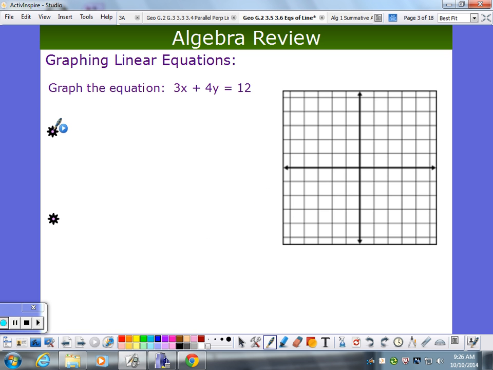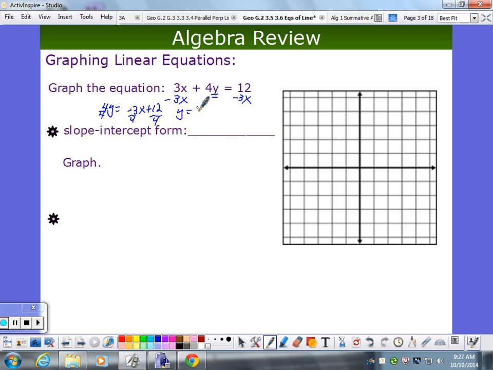So if I want to graph the equation 3x plus 4y equals 12 using slope-intercept form, I want to solve for y. So I'm going to subtract 3x from both sides, and I get 4y equals -3x plus 12. Then I divide everything by that 4 so I can isolate the y, and I get y equals negative 3/4 x plus 12 over 4, which is 3.